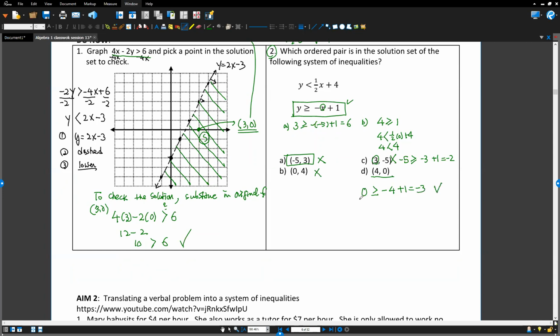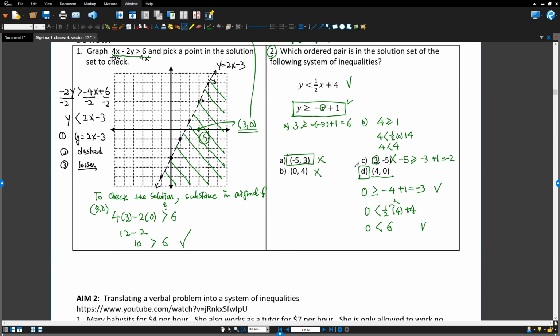x is negative 4, negative 4 plus 1. That is negative 3. Yeah, 0 is greater than negative 3. True. Now check the first one. y is 0, is it less than one half x plus 4, where x equals 4? One half times 4 is 2. 2 plus 4 is 6. 6 is greater than 0, or 0 is less than 6. That is true. So this is a solution.